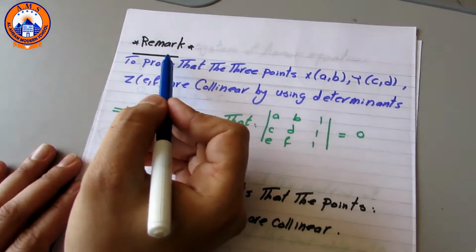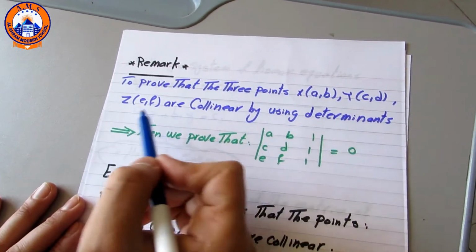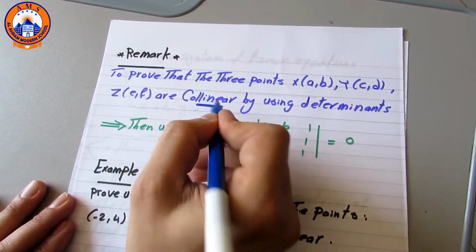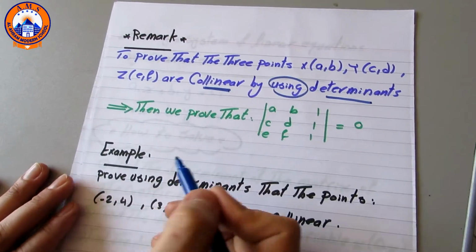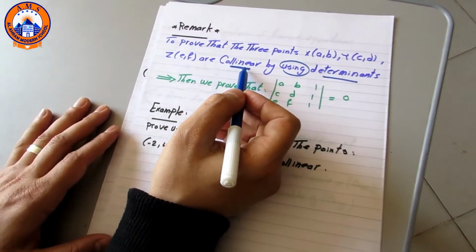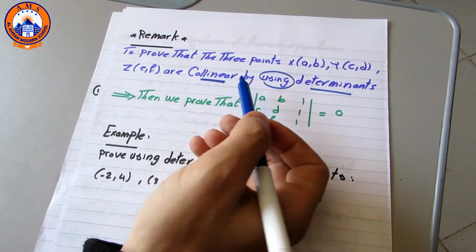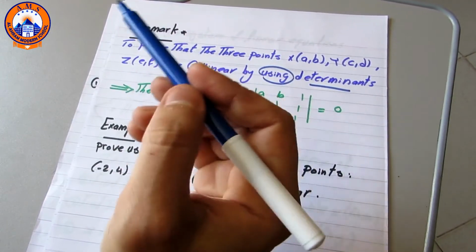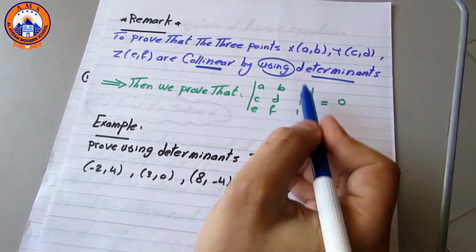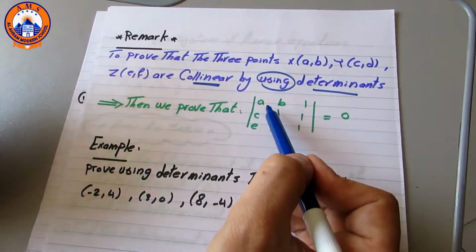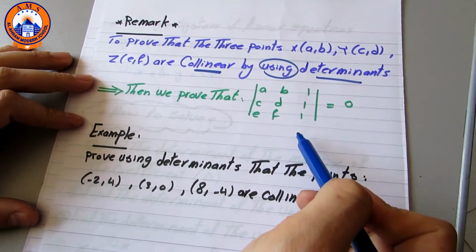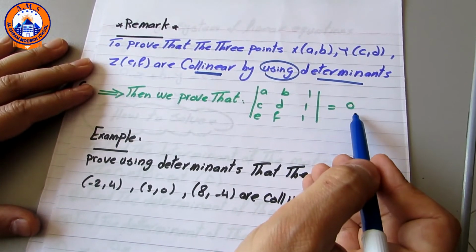We have an important remark: to prove that the 3 points X, Y, and Z are collinear. Prove that these points are collinear by using what? By using the determinants. Why? Because you have already studied how to prove that points are collinear by the slope in Prep 3. In the second one, prove that the 3 points X, Y, and Z are collinear by using the determinant. How? We have to line up the 3 points X, a and b; Y, c and d; Z, e and f, and write 1 in the third column.